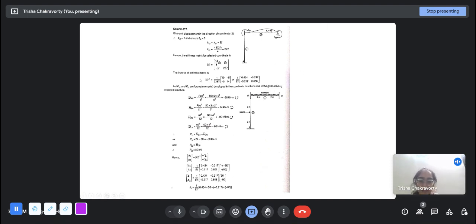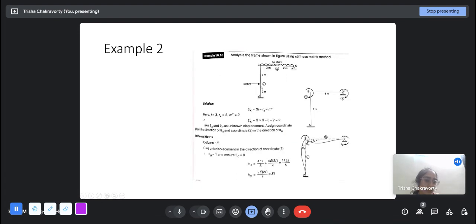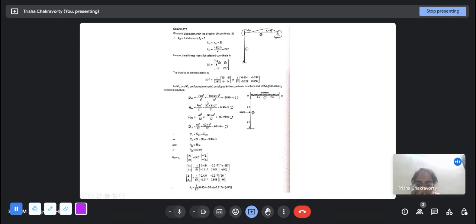And again, to get the moments, we have loading, we have a point load not at the midpoint, but at some point, some distance a and some distance b from these 2 points. For that also the fixed end formula we know, P a square b by L square. So P1L and P2L are the forces or moments developed in the coordinate directions due to the given loading in the locked structure. Locked structure means the structure with the degrees of freedom restrained.